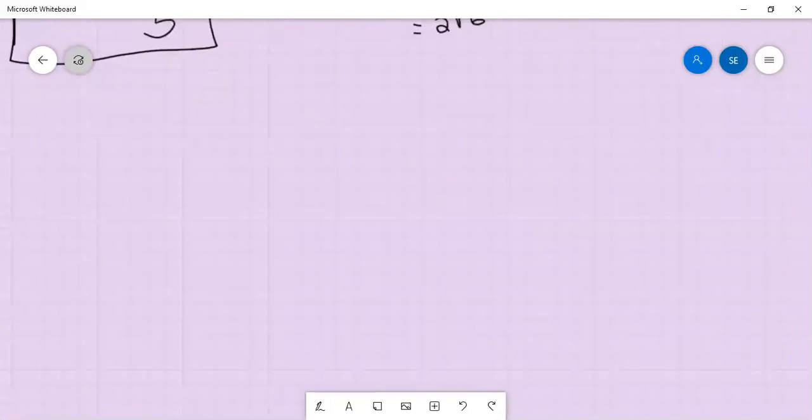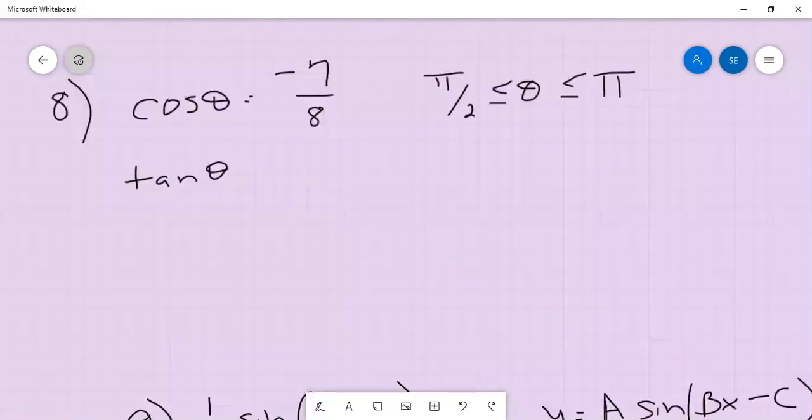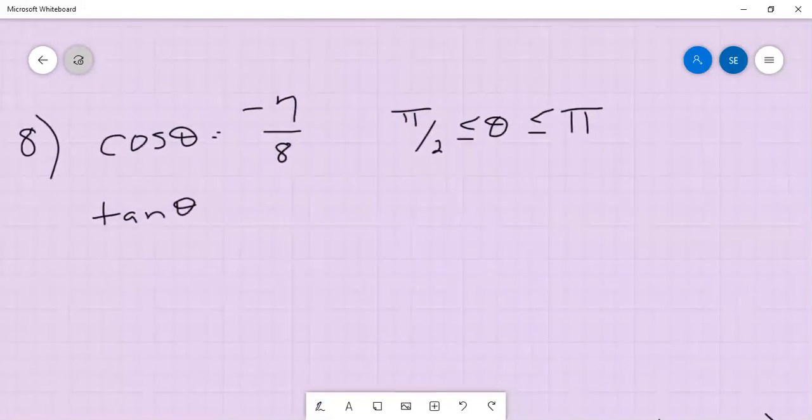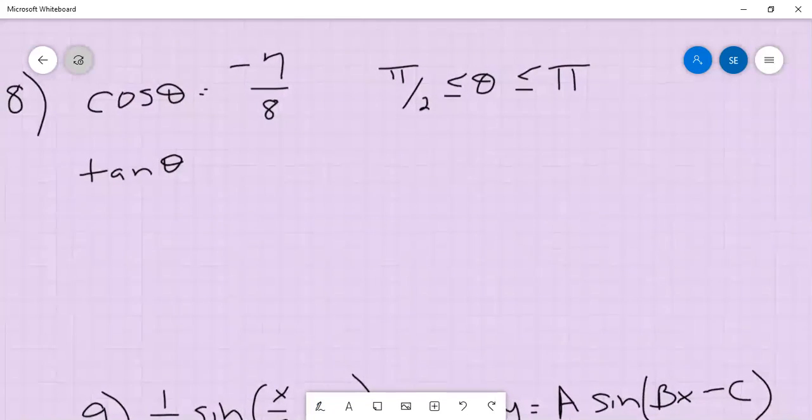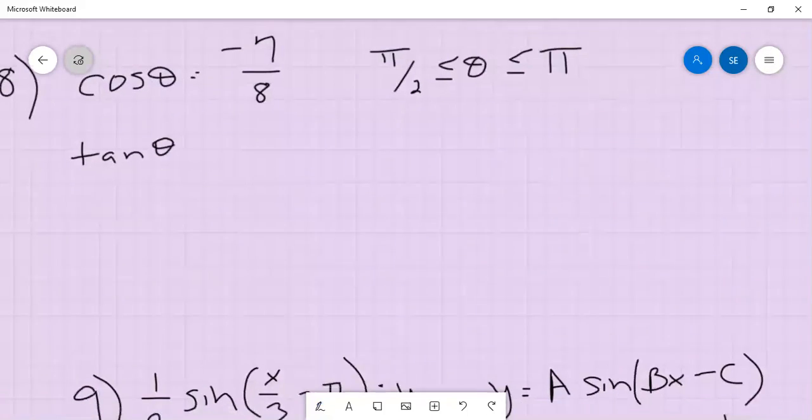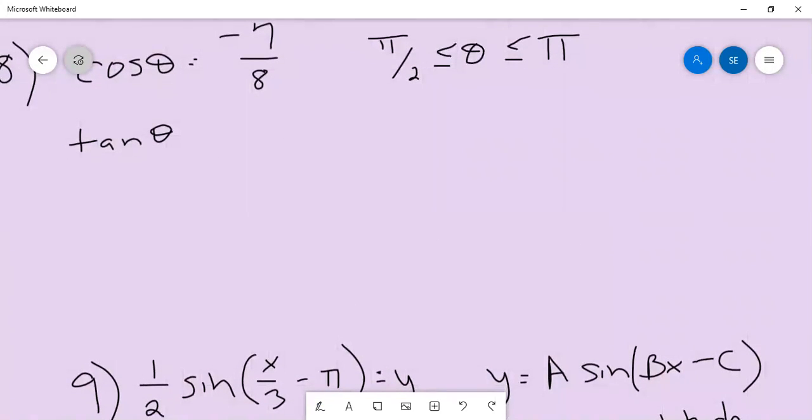Number 8, I think I put up here, sorry. Okay, so we have cosine theta is equal to -7/8, and we know that theta is between pi over 2 and pi, so that means that we're in the third quadrant, and we want to know what tan of theta is. So again, we need to find that third side.